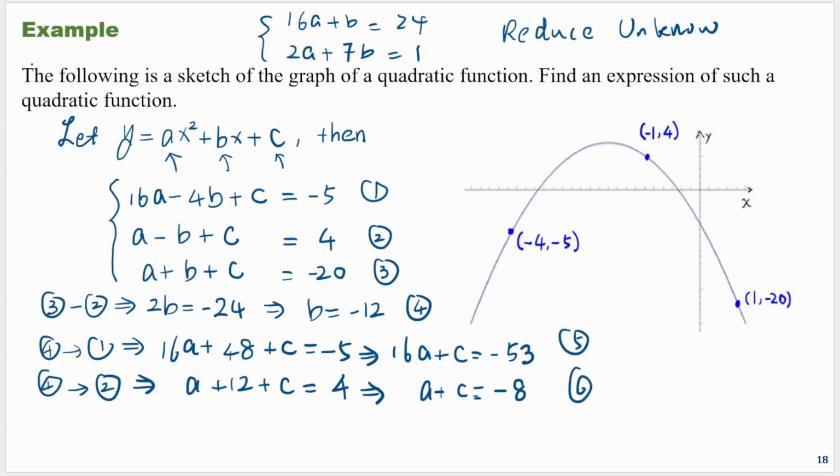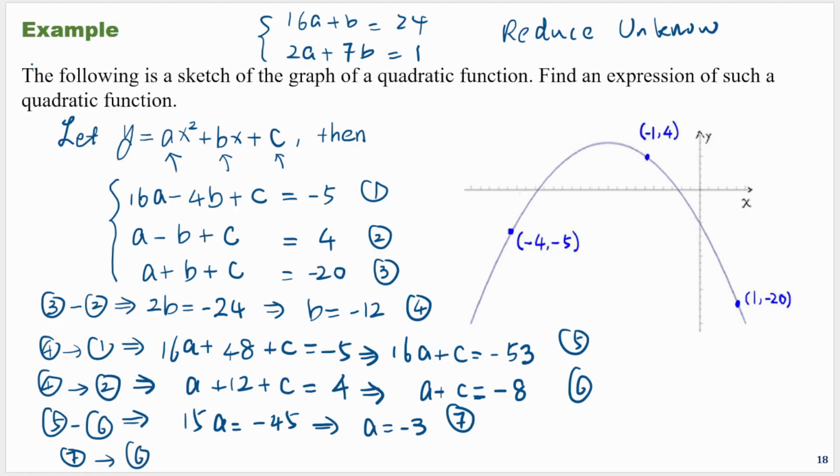Then you can further eliminate the number of unknown quantities. For example, you could use equation number 5 subtracted by equation number 6. And this will eliminate c, right? This will give you 15a equals negative 45. Then you can solve a, call this equation number 7. Then insert equation number 7 back into 6. And this will give you negative 3 plus c equals negative 8, which means c equals negative 5, right? And therefore, you have solved a, b, and c.